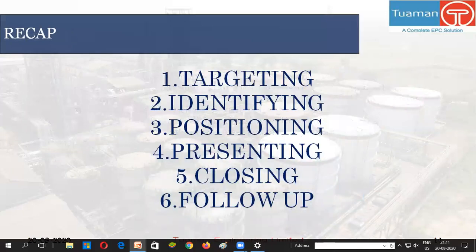Recap: targeting, identifying, positioning, presenting, closing, follow up.